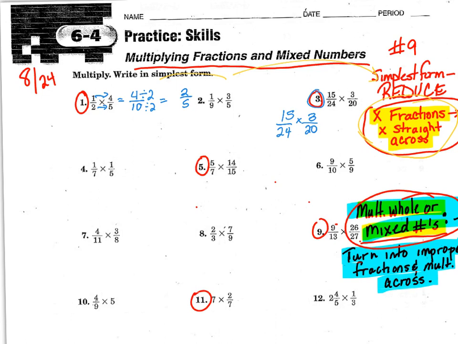And I ask myself, does anything go into both 3 and 24? Do they share a factor? Yes, they do. They share a 3. So I'm going to cancel out a 3. 3 divided by 3 is 1. 24 divided by 3 is 8.